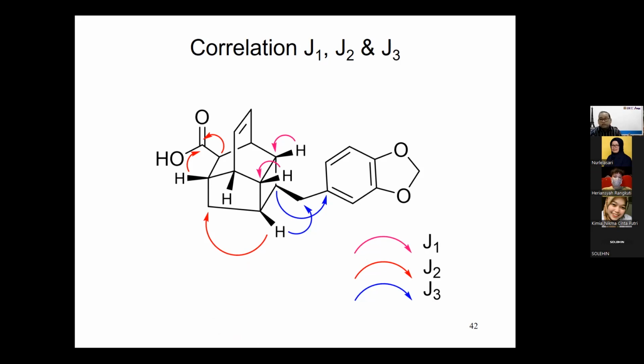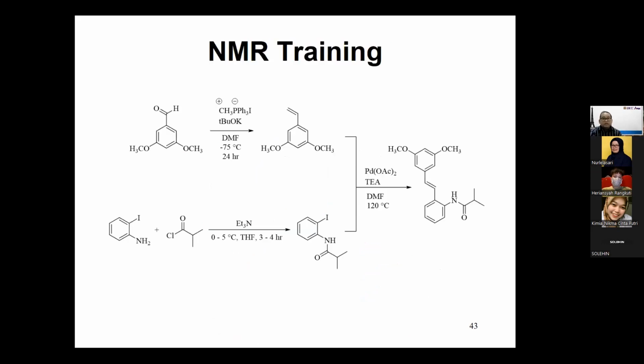So this is the J1, J2, or J3 operation. For the NMR training, what I already gave you is this kind of spectra. I'm not sure you all can see or not. This experiment is the Heck coupling between this styrene and this amide precursor. We are doing palladium chemistry and we get this kind of compound. I'm not sure we have enough time to discuss, but I will try my best, because I want to touch a little bit on the proton NMR and natural products.